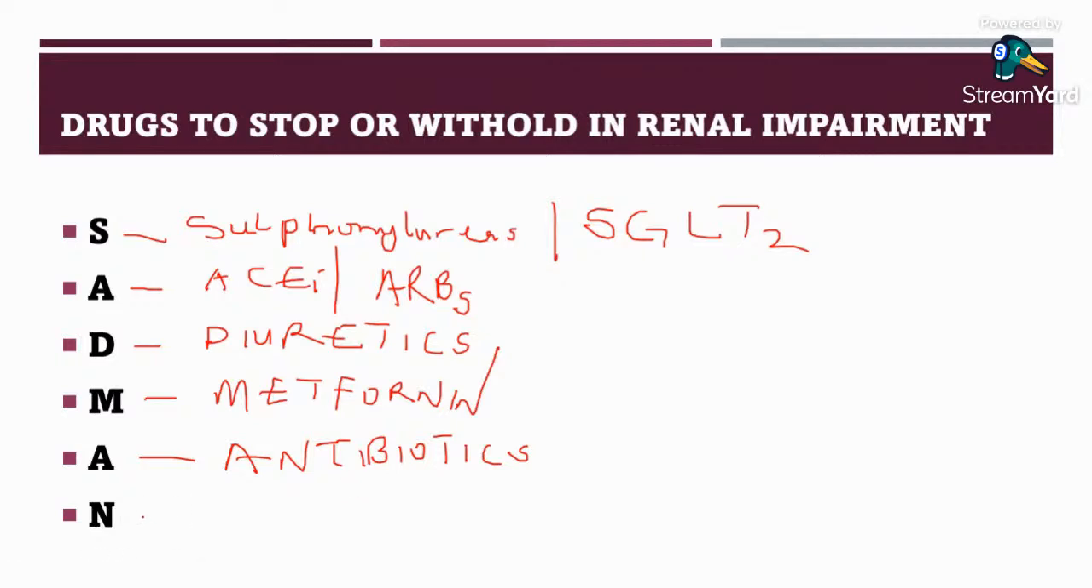The last one here is NSAIDs. NSAIDs are popularly known to affect kidney function. So consider drugs like naproxen, diclofenac, nefopam, and ibuprofen. Those drugs can also potentially affect a patient's kidney function.